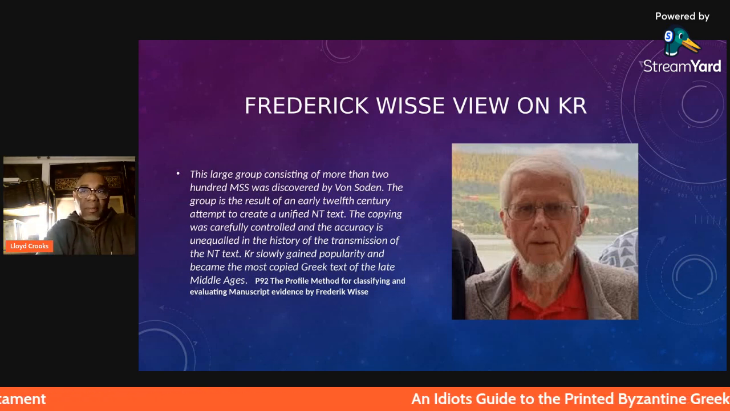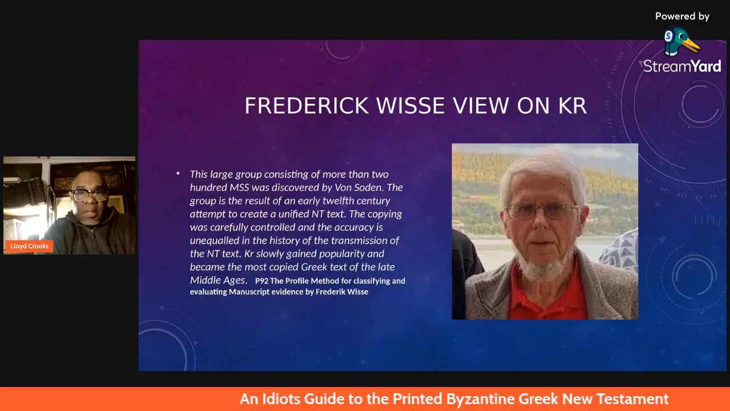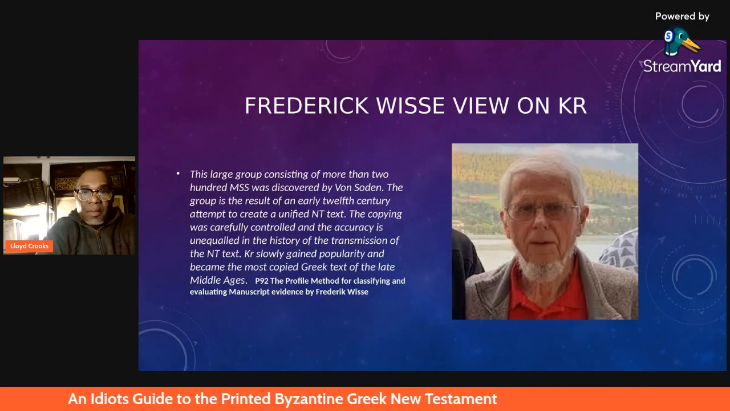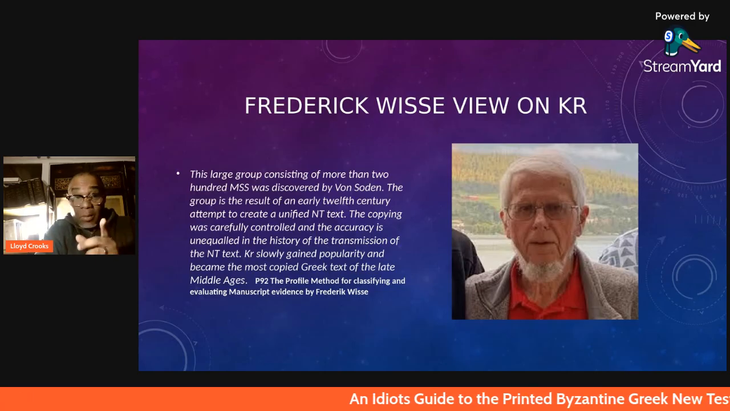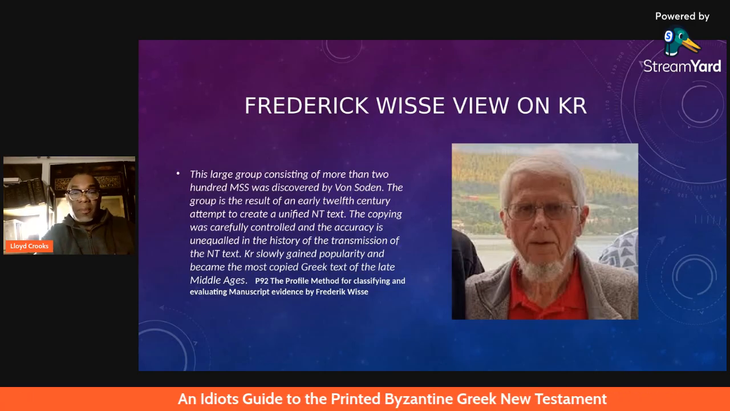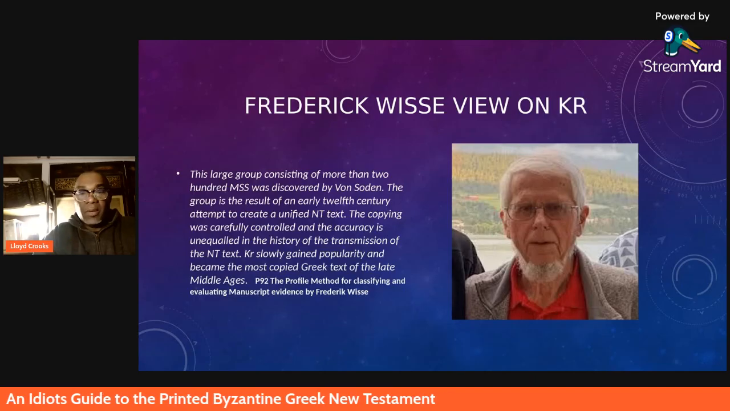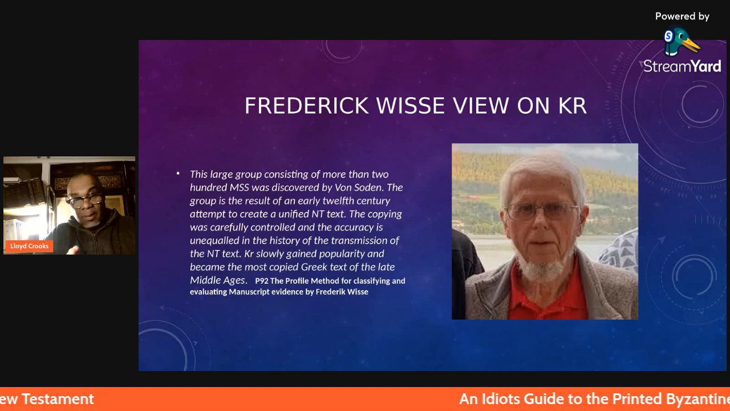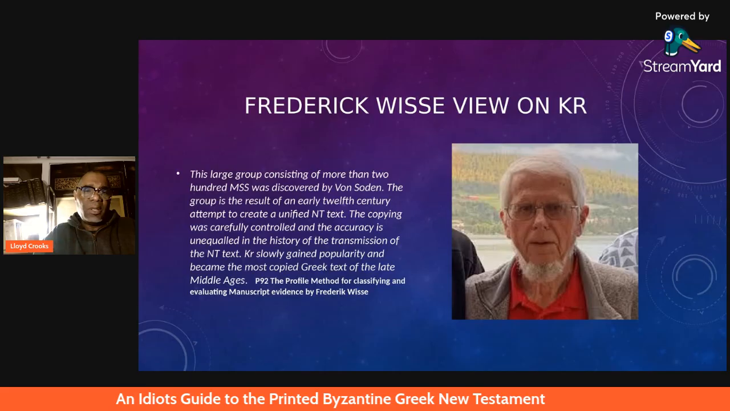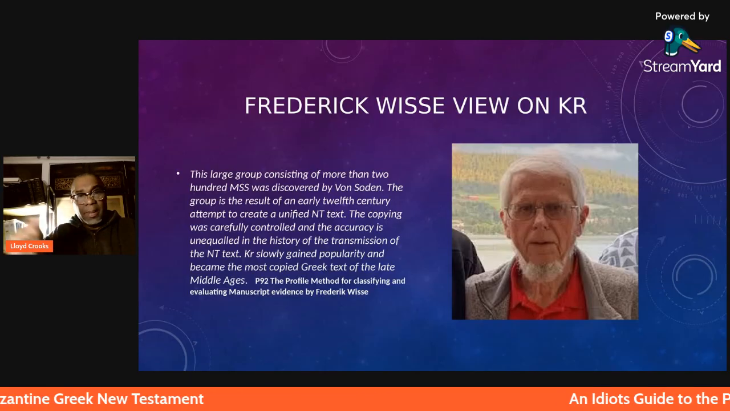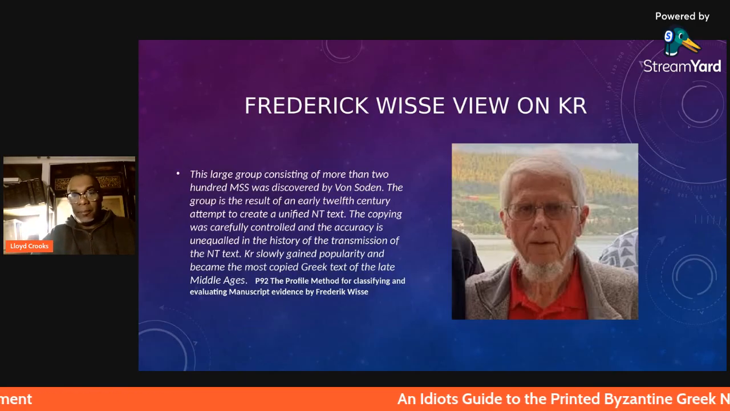But here's what Frederik Wisse said on KR. This large group consists of more than 200 manuscripts discovered by von Soden. The group is a result of an early 12th century attempt to create a unified New Testament text. The copying was carefully controlled and the accuracy is unequaled in the history of the transmission of the New Testament. KR slowly gained popularity and became the most copied Greek Testament of the late Middle Ages. Now, that's what Frederik Wisse said, somebody independent, but I would disagree with him on the point that a unified Greek New Testament happened then; that didn't really happen until probably we got to the patriarchal texts.